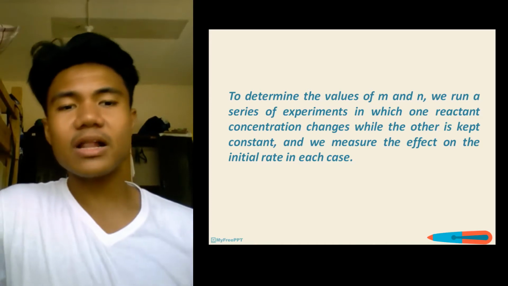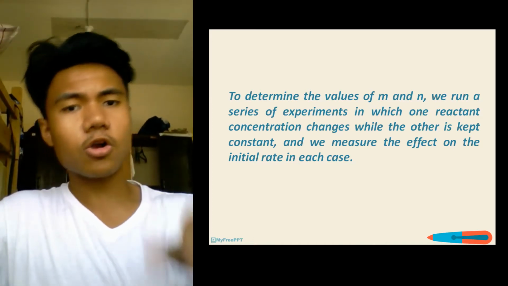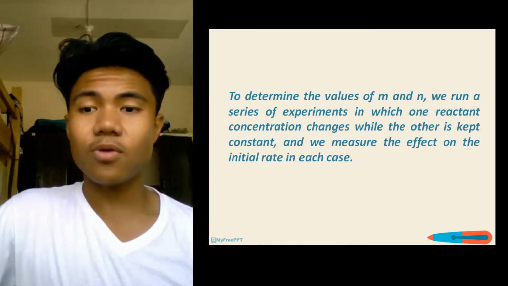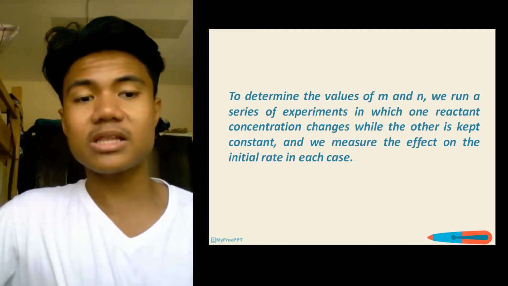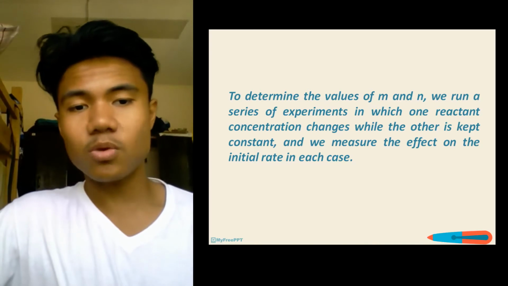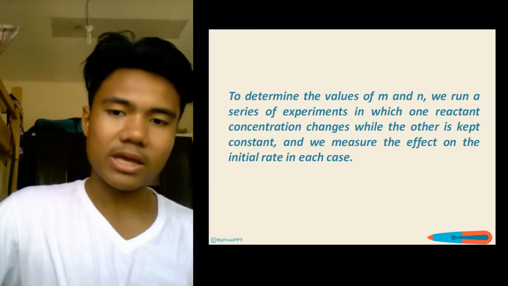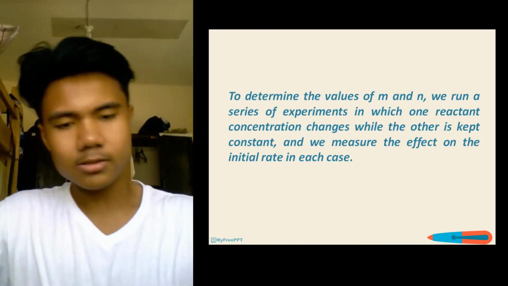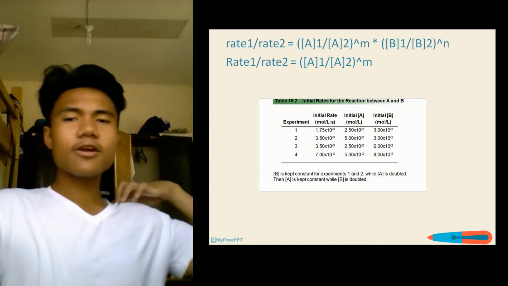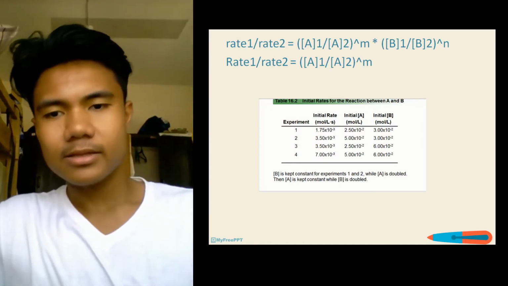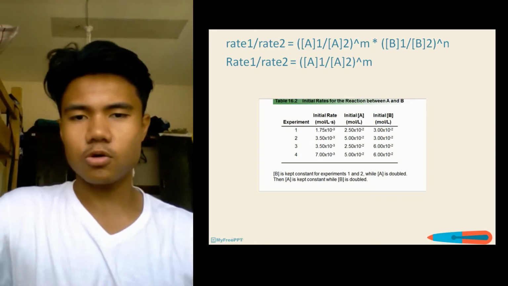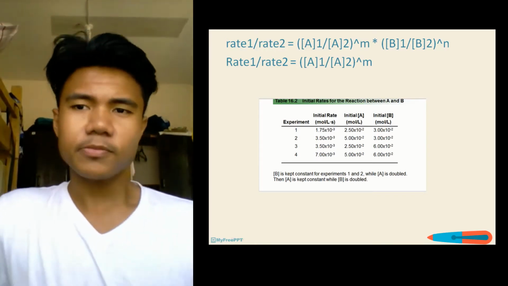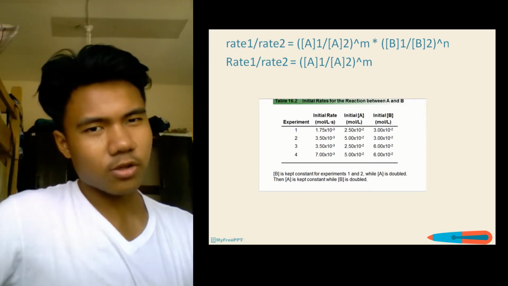So to determine the values of m and n, which are the orders of the reactions, we run a series of experiments in which one reactant concentration changes while the other is kept constant. And we measure the effect on the initial rate in each case. So let's move on. Here, just to explain, this is all experimental data. We know all the rates and we know all of the concentrations. Now, here's the equation to solve this.